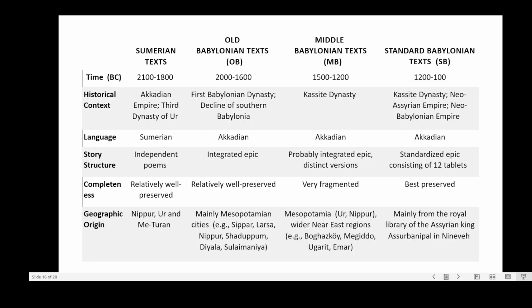And then the Standard Babylonian text, which historically has captured most of the excitement and interest, is a set of 12 tablets. So that's a standardized epic that is relatively coherent and has been very well preserved. It has been found across a lot of different archaeological sites, but the most complete version is really from that library in Nineveh.